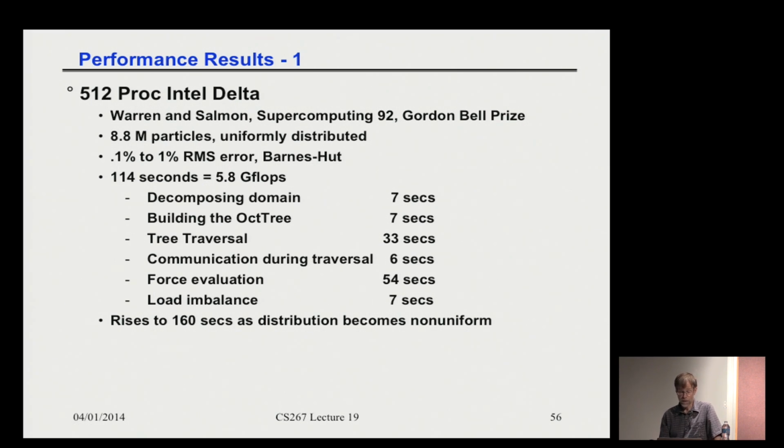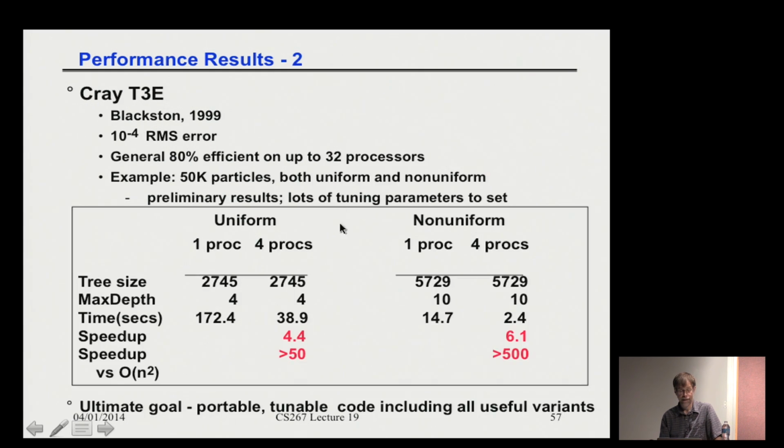So let me go to another set of results, which is on a Cray T3E. This was an early highly parallel computer, and this was not Barnes-Hut, it was fast multipole, and the goal was 10 to the minus fourth, which is much more challenging to get. So you can't do that with Barnes-Hut so well. Let me just give you an example of 50,000 particles running on one processor and 4 processors, just to see how well it did there.